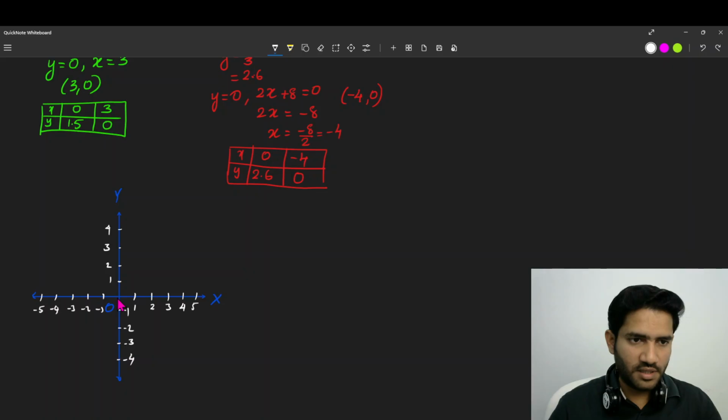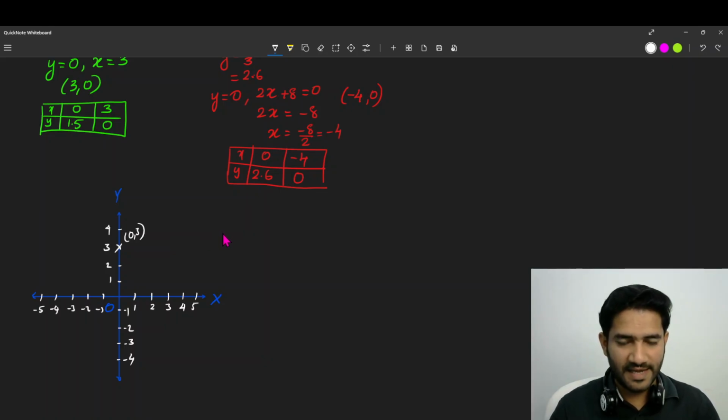So the first point, 0, 3. Where is 0, 3? This point is 0, 3. In the examination, you want to use the correct scale, the centimeter. Here it is just a rough figure because I didn't use the scale of 1 centimeter. In the examination, you want to use 1 centimeter by using your scale.